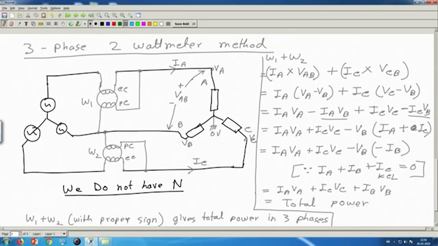How to connect it: connect two current coils in any two lines, and connect the two voltage coils between those two lines and the other unused remaining line. So remember how to connect it, and then this derivation is straightforward. Okay. So this is called the 3-phase 2 wattmeter method. And will this method work if we have the neutral line?